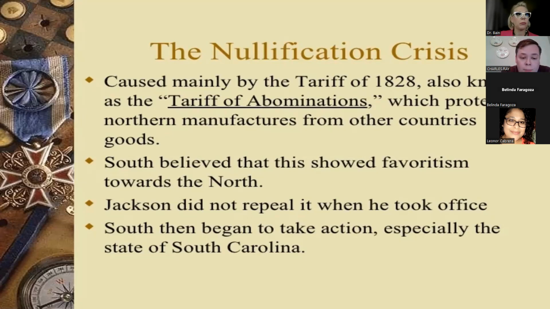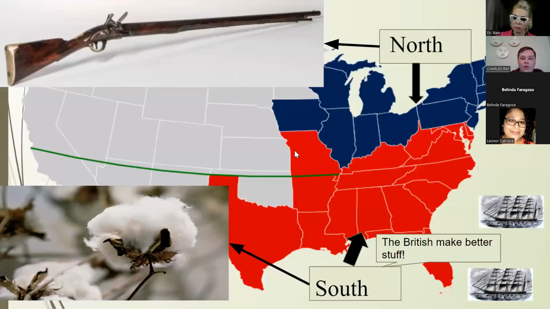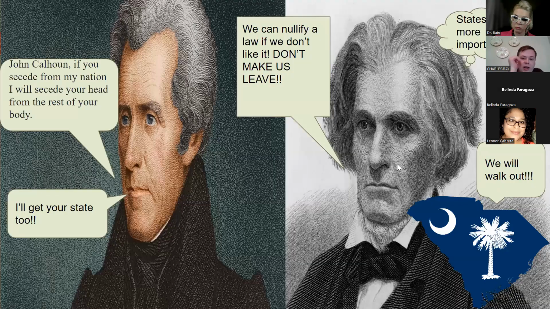He says, no, this has been passed. We're working on it. Deal with it for right now. And Jackson being Jackson, he doesn't take anybody's gruff by any means. So they begin to take action. The South starts making lots of noise. And interestingly enough, the vice president of Jackson, a guy named John C. Calhoun from South Carolina, basically is one of the big guys behind this.